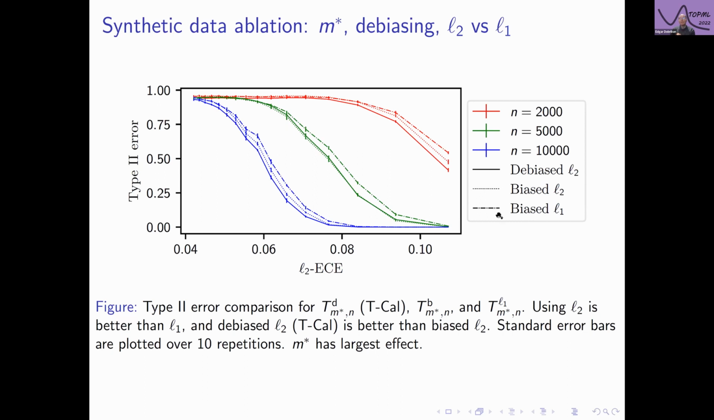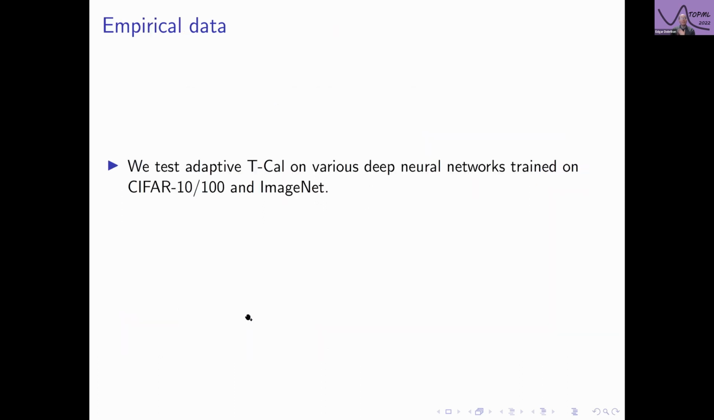So you can see here, this is the result for TCal in solid, and then biased L2 without debiasing is slightly worse, and the biased L1 with an optimal number of bins is much better than it was on the previous slide, but it's still slightly worse. So to conclude, automatically adapting to the optimal number of bins is quite significant here. Okay, and we can also run this on a number of deep neural nets.